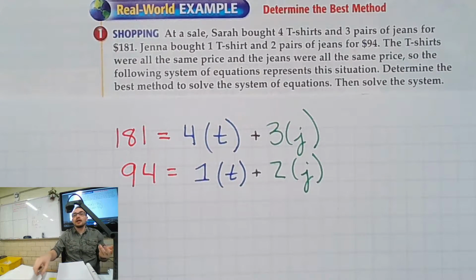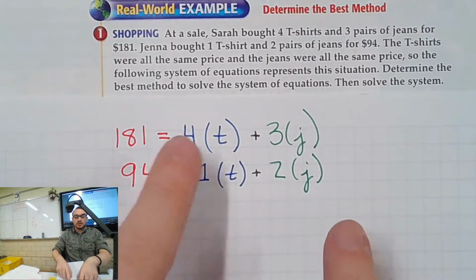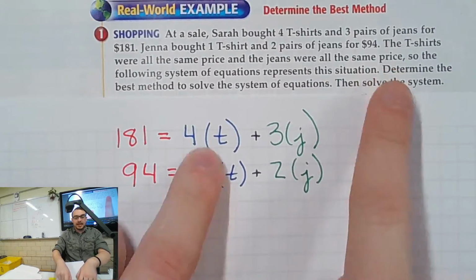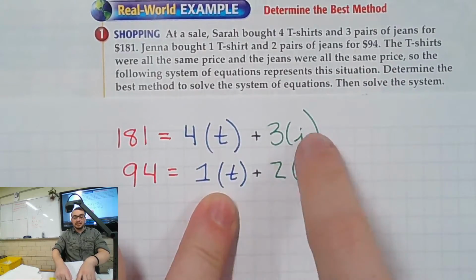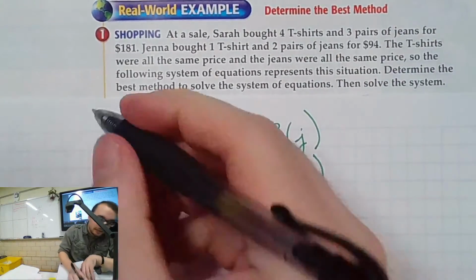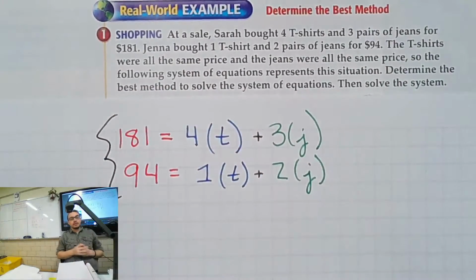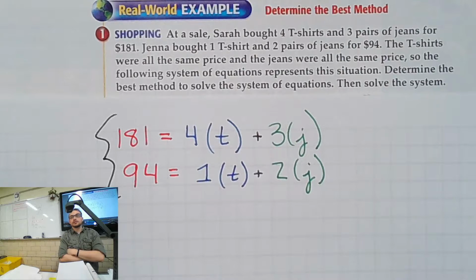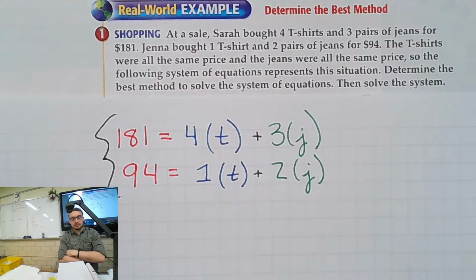Now, this is a system of equations. Why is it a system? Because the price of the t-shirts and the price of the jeans were all the same. So that T is the same as that T, and that J is the same as that J. So they're related, which means they are in a system. What form are these equations in, these linear equations? What form? Standard form, right? Is our T matched up with our T? And our J with our J? On the same side of the equal sign?